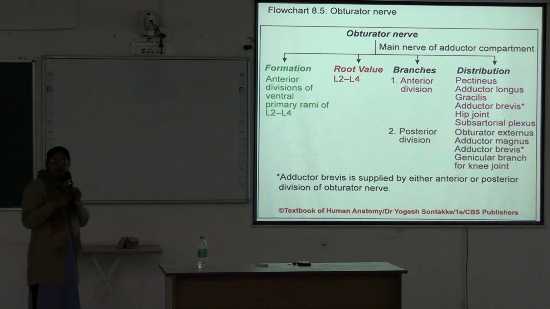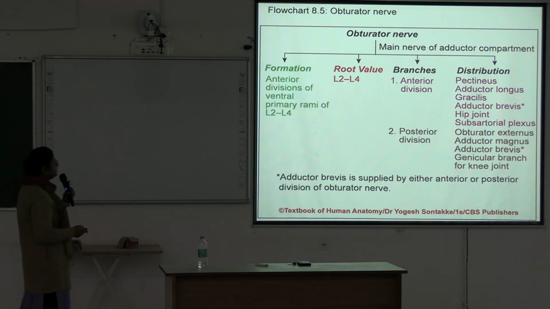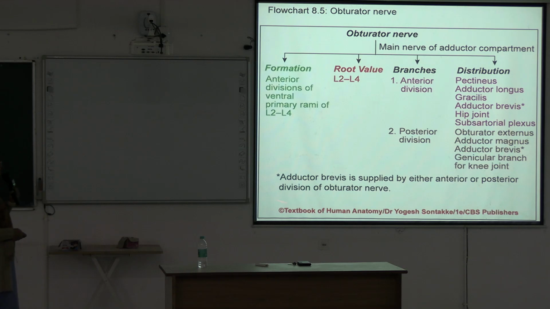So how will you find them in dissection? The posterior division lies between the magnus and brevis, and the anterior division lies between adductor longus and brevis. That's how you identify these two divisions. Adductor brevis is supplied by either the anterior or posterior division of the obturator nerve.